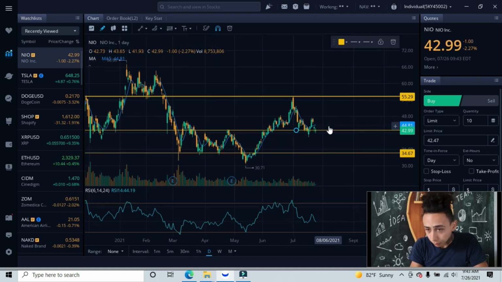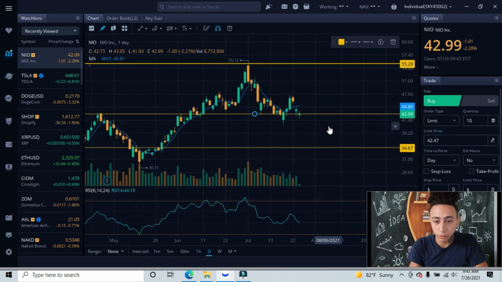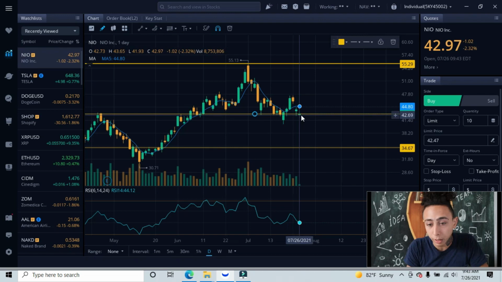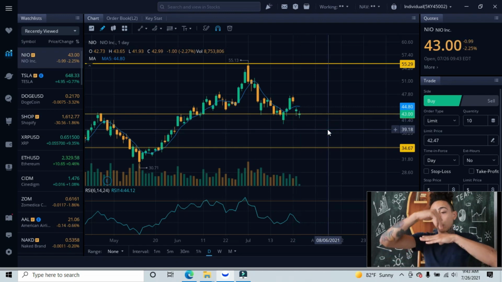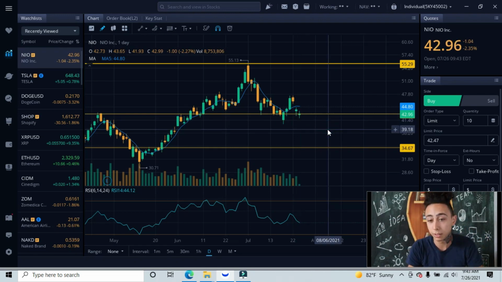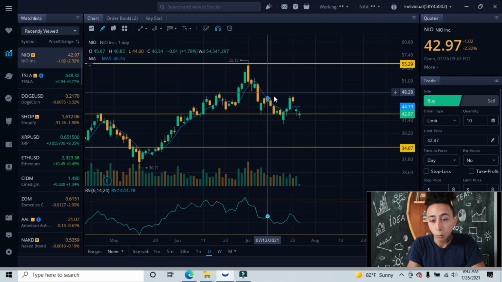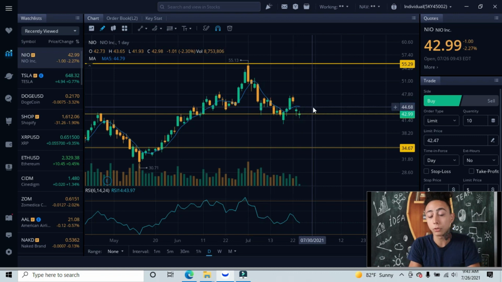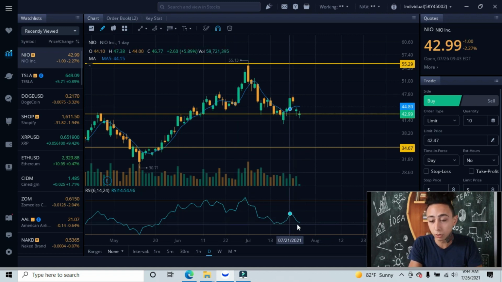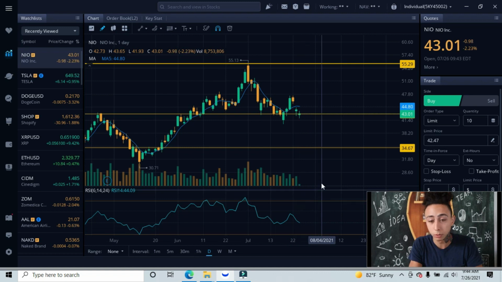So if you look closely, you can see that we did break below it, so it's no longer working as support anymore. It's working as resistance. Because we are resting underneath this $42 area, we are below this trend line as well. So that's another sign that we are starting this downward trend. If you look at the RSI, it doesn't look like we're oversold just yet. We still have some room that we could correct to.